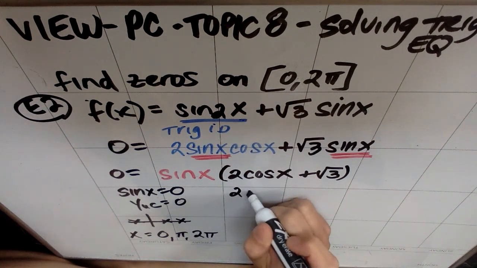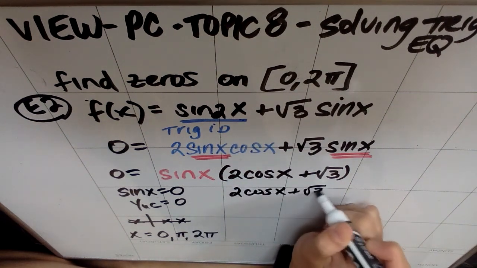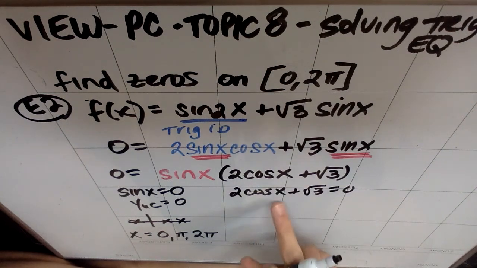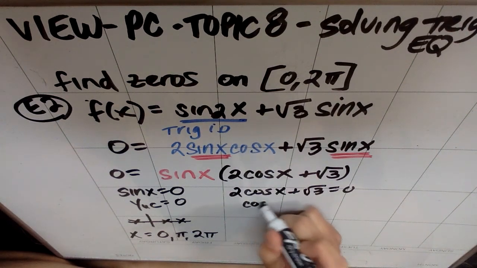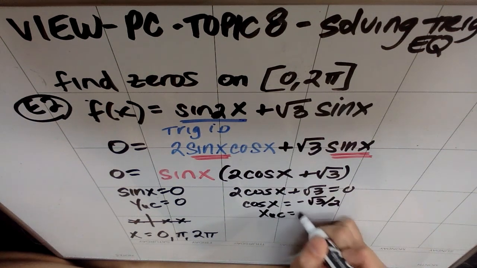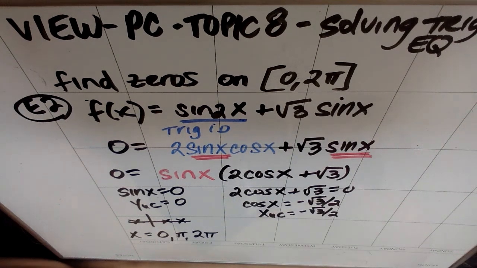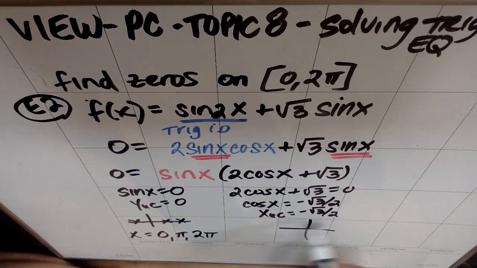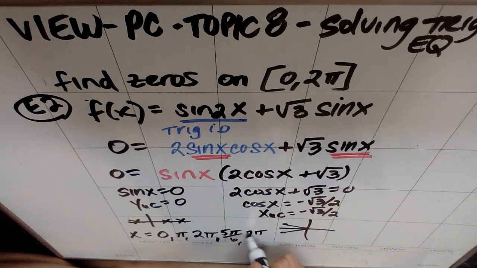Or when 2 cosine of x plus root 3 is 0. Well, if I solve for cosine, I would subtract the root 3 and divide by 2, so I would get that the cosine of x is negative root 3 over 2. Well, that's the same as asking when the x on the unit circle is negative root 3 over 2. Well, the x's are root 3 over 2 at the pi over 6's, and since I want x to be a negative coordinate, I need the 2 that are on this side of the y-axis, right? So my answer is going to end up being 5 pi over 6 and 7 pi over 6. And those are my 5 answers in that interval, right?